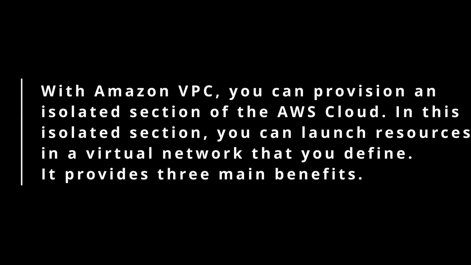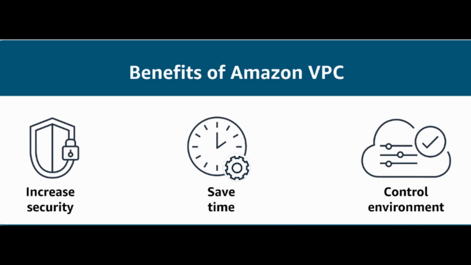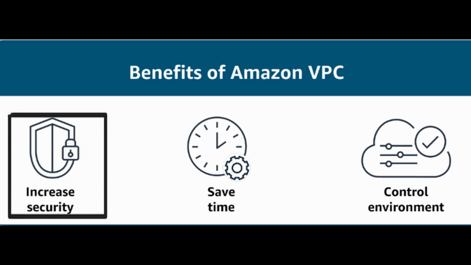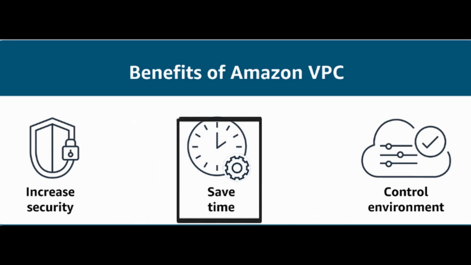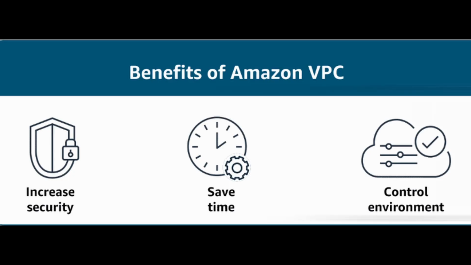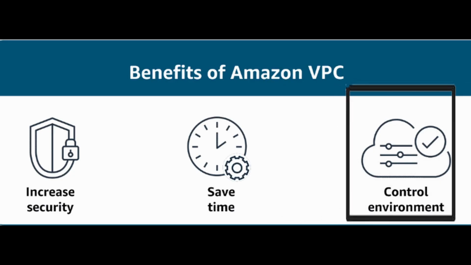It provides three main benefits: increased security, saved time, and control of the environment. It helps increase security because you can secure and monitor connections, screen traffic, and restrict instance access. When it comes to saving time, the convenience of using Amazon VPC means you will spend less time setting up, managing, and validating your virtual network compared to on-premises network management. And Amazon VPC gives you full control over your resource placement, connectivity, and security.